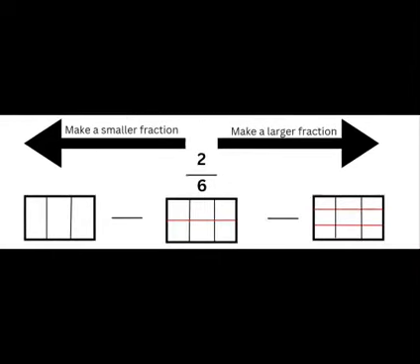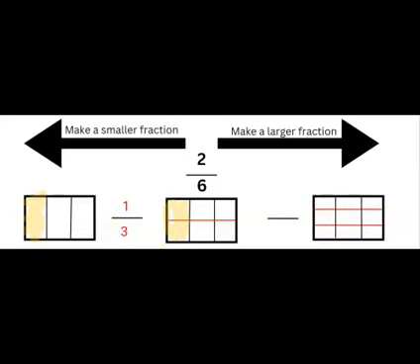Our first example says 2/6. If I was going to color that in on our visual, I would color in 2 squares and I would make sure my diagram is cut in 6 different pieces. To make a smaller fraction, I would take away this middle line and I would just color in this one rectangle. That would make this fraction 1/3 because one piece is colored in out of 3 total pieces.